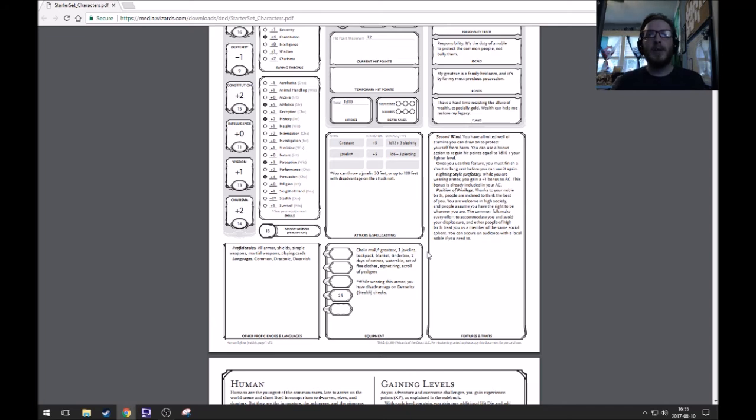A set of fine clothes, which would be like a tunic and an overrobe and nice pants and nice shoes, or a very nice dress, however your character rolls. A signet ring, which is the kind that you would use to put your stamp in a wax seal. And a scroll of pedigree, which if you've seen the Heath Ledger star vehicle, why can't I remember that?